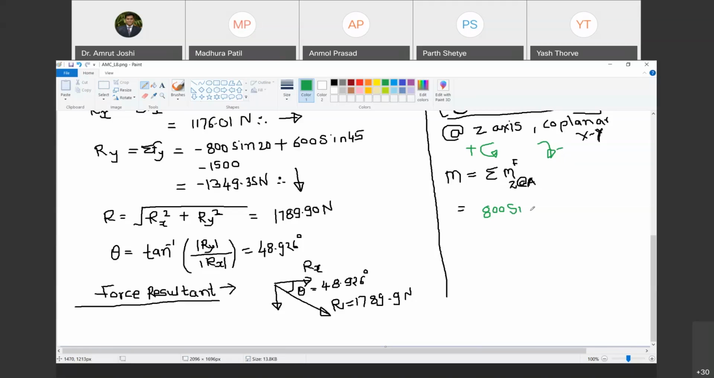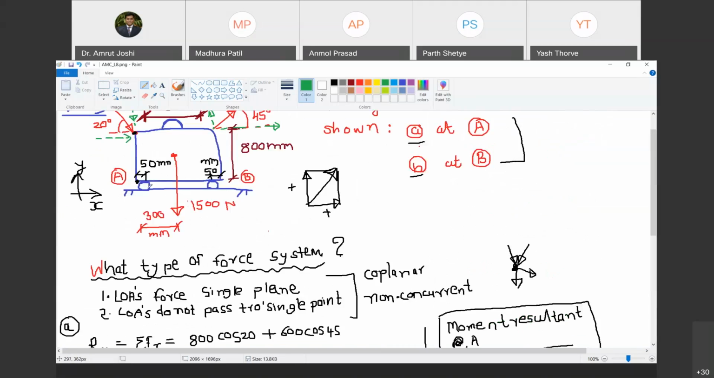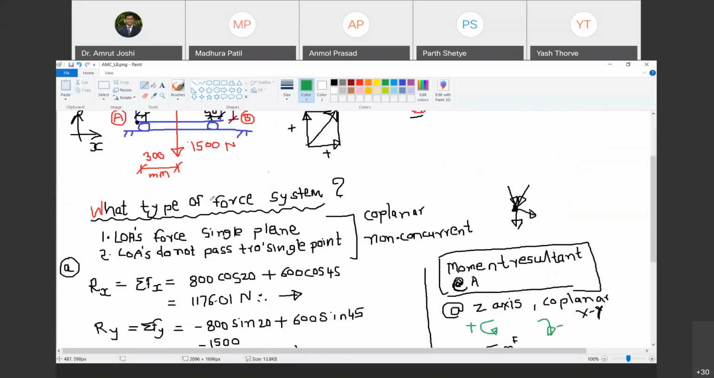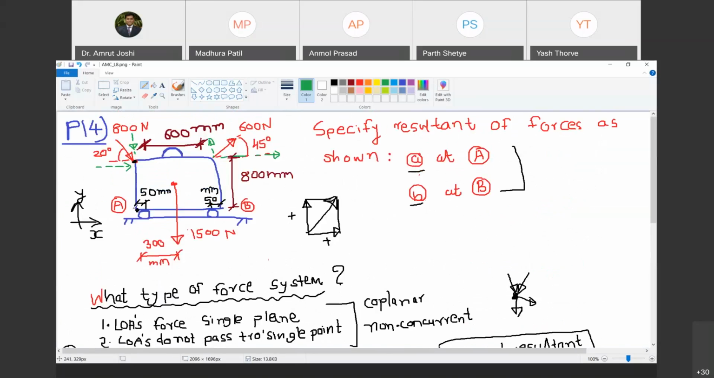So what is the vertical component? 800 sine 20. Happy? Yes, sir. This multiplied by perpendicular distance between the line of action of force and point A itself, that is 0, because the vertical component is passing through A. Happy? Yes, sir. What is its horizontal component? 800 cos 20. Are you with me? Yes. And what kind of moment does it produce about A? Clockwise or anti-clockwise? Clockwise. It is going to produce clockwise moment.